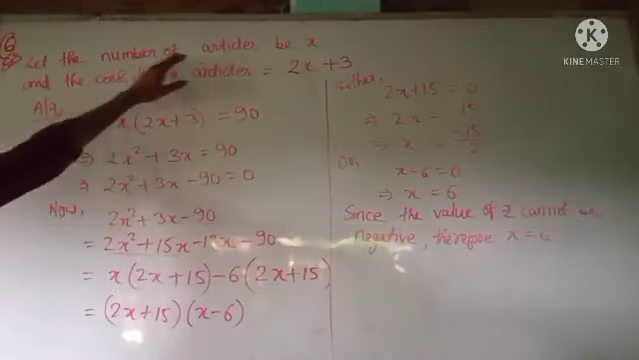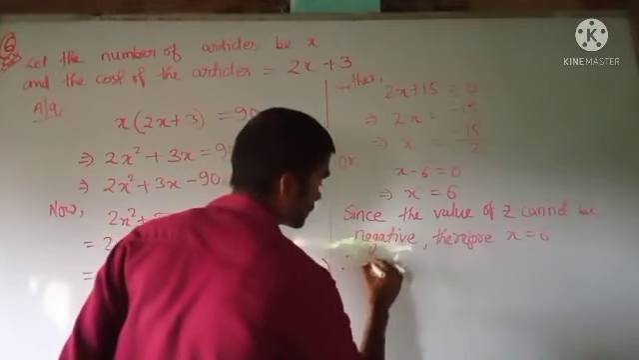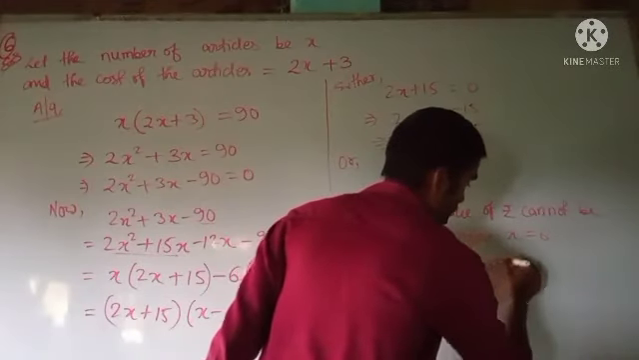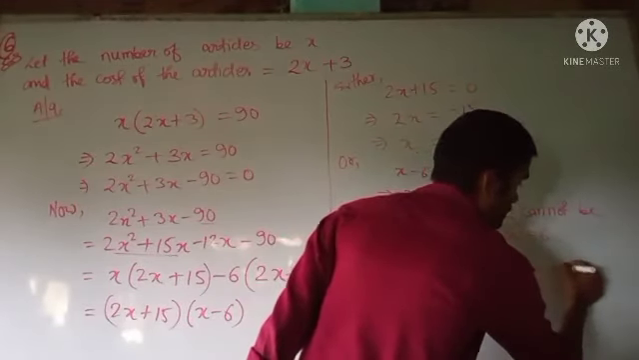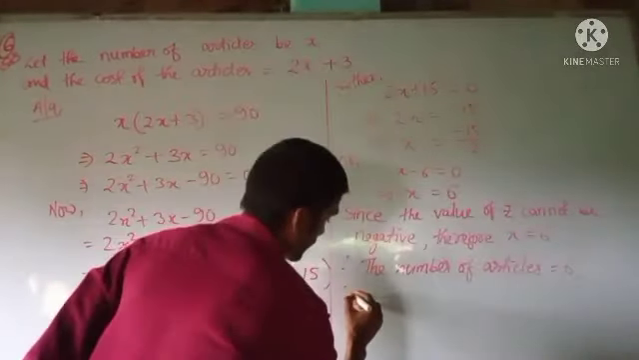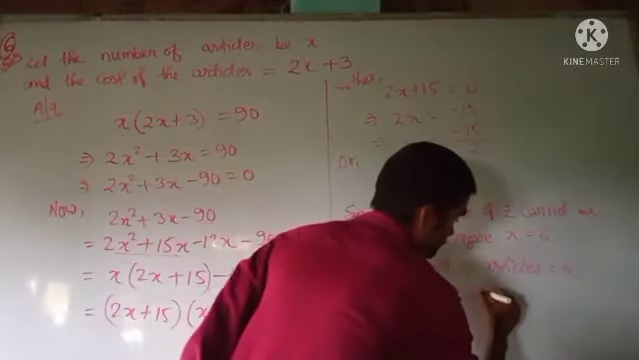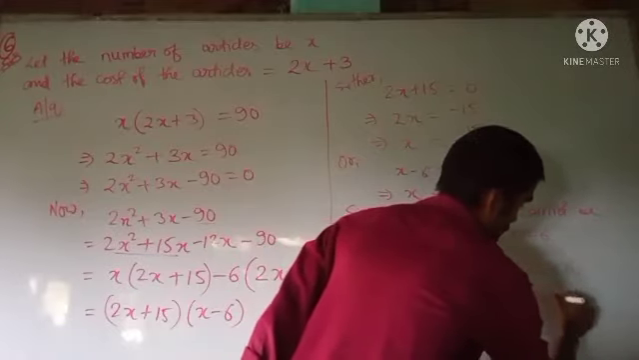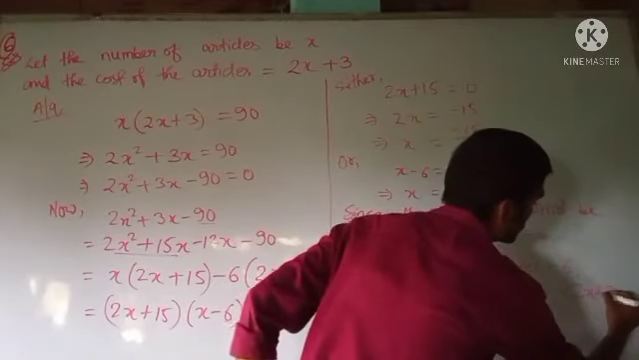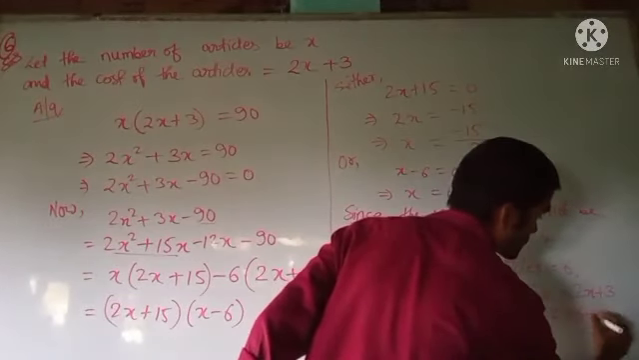Now what we are asked to find is the number of articles and the cost of the articles. Therefore, the number of articles is equal to 6, and the cost of the article is equal to 2x plus 3. So 2x plus 3 is equal to 2 into x, which is 6, plus 3.